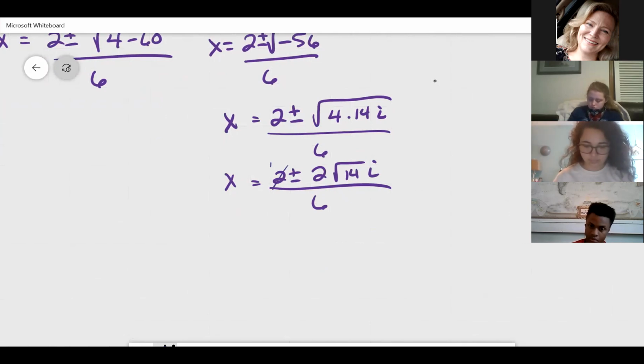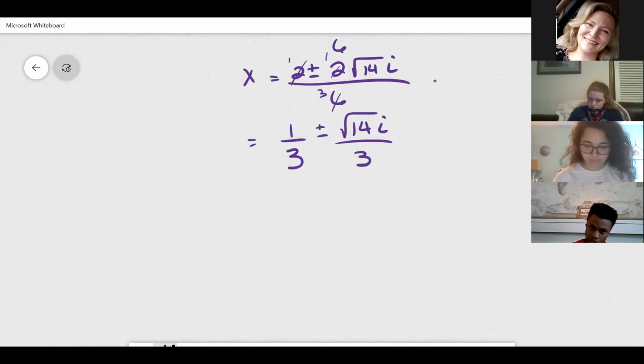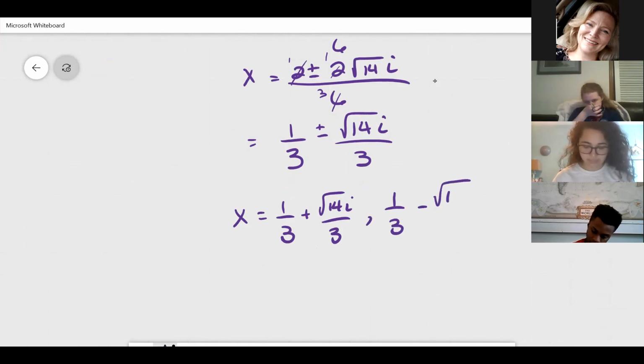Okay, now the 2, the 2, and the 6 can all be divided by 2, right? So the 2 will cancel into a 1, the 2 will cancel into the 1, and the 6 will cancel into a 3. So I'm going to write this as x equals 1/3 plus or minus the square root of 14i over 3. So in reality, I have 2 answers. x equals 1/3 plus the square root of 14i over 3, and x also equals 1/3 minus the square root of 14i over 3.